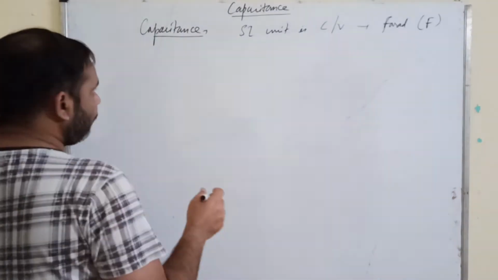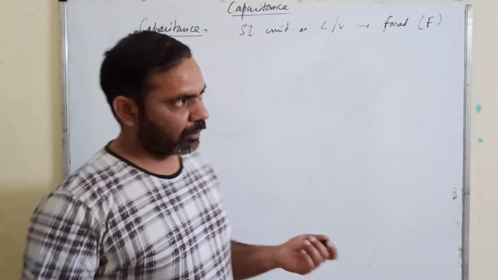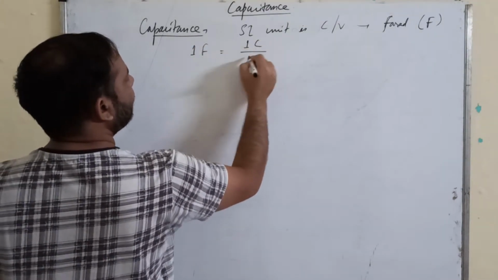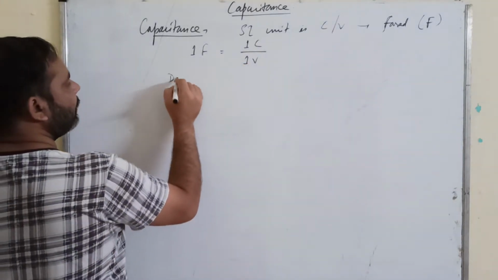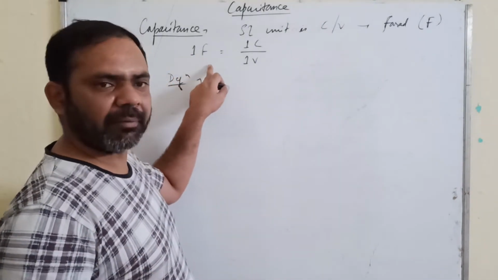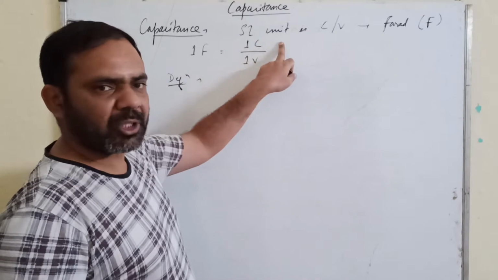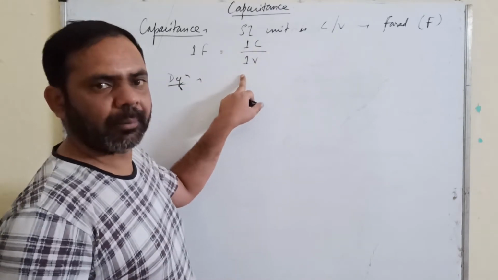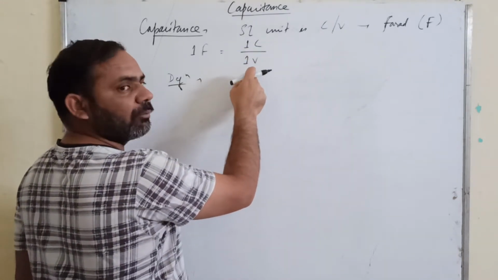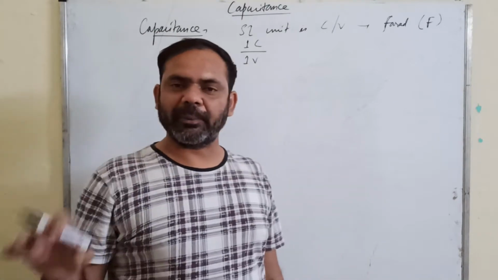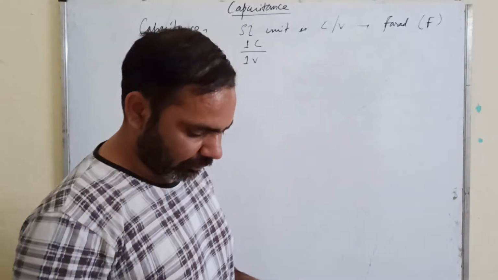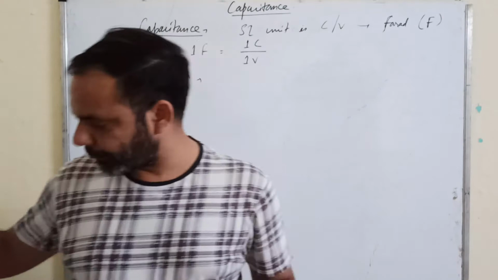Now we can define 1 Farad also. 1 Farad equals 1 Coulomb upon 1 volt. So the definition of 1 Farad is: the capacitance of a body is said to be 1 Farad if 1 Coulomb charge raises the potential of the body by 1 volt. If 1 Coulomb charge increases the potential by 1 volt, then the capacitance of the body is called 1 Farad capacitance. This is the definition of 1 Farad capacitance.